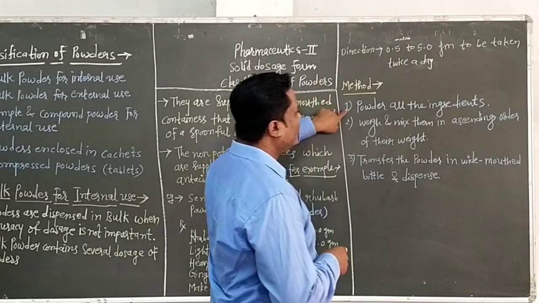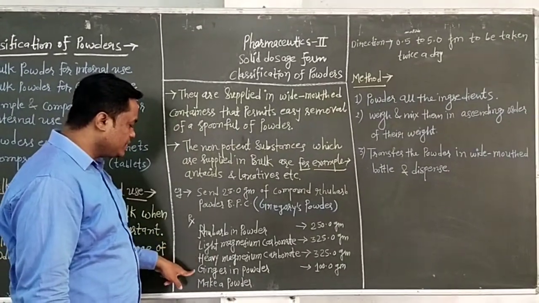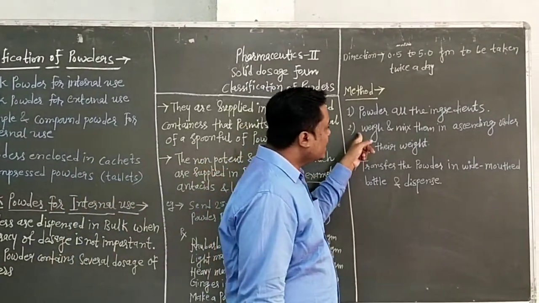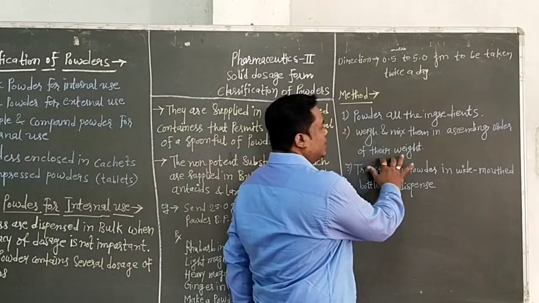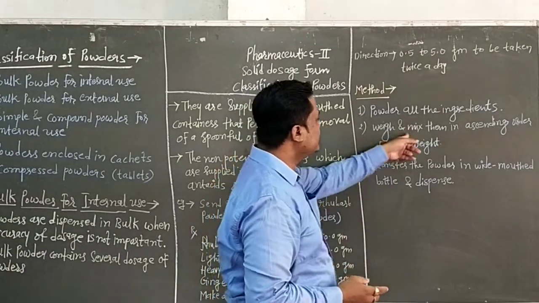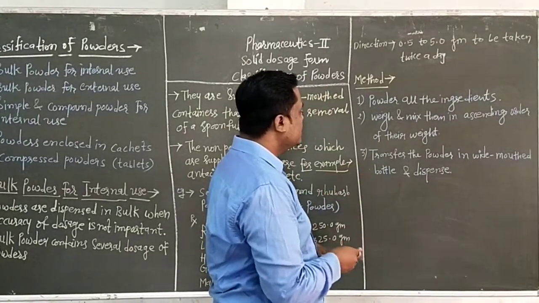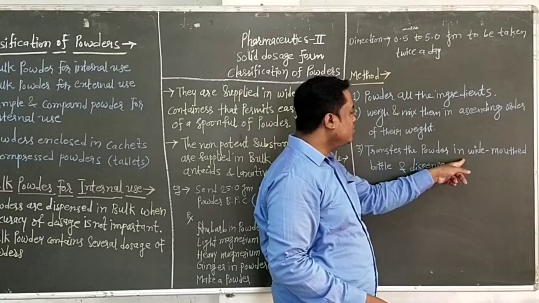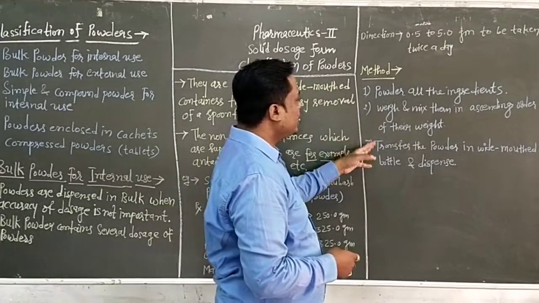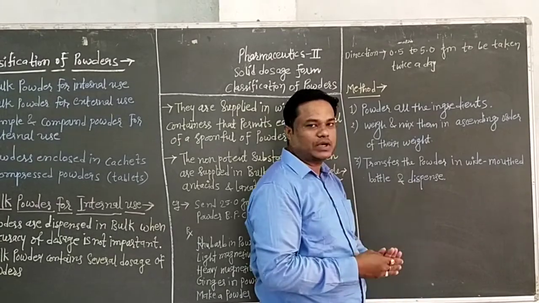The first step is to powder all the ingredients, that is rhubarb powder, light magnesium carbonate, heavy magnesium carbonate, and ginger powder. The second step is to weigh and mix them in ascending order, meaning smallest quantity to largest quantity, in ascending order of their weights. The last step is to transfer the powder into a wide mouth bottle and dispense it properly.